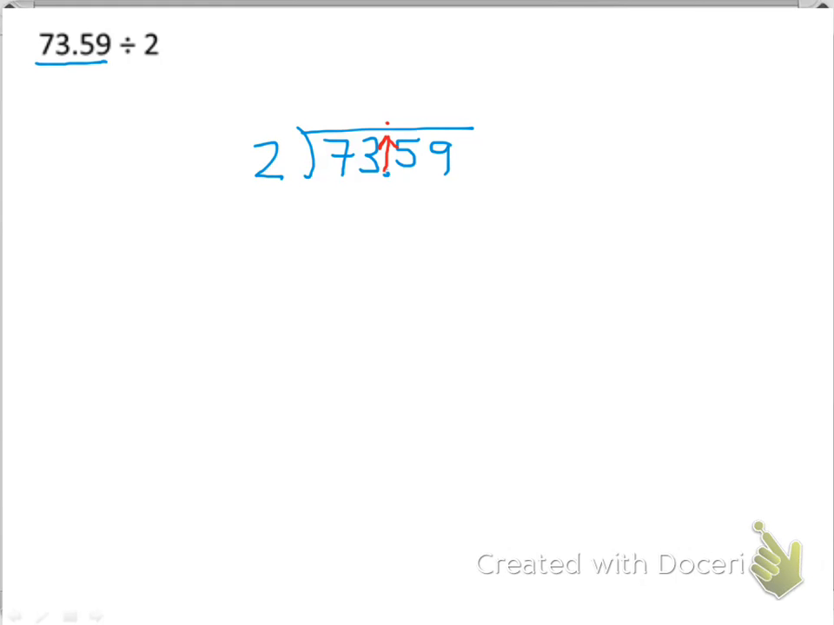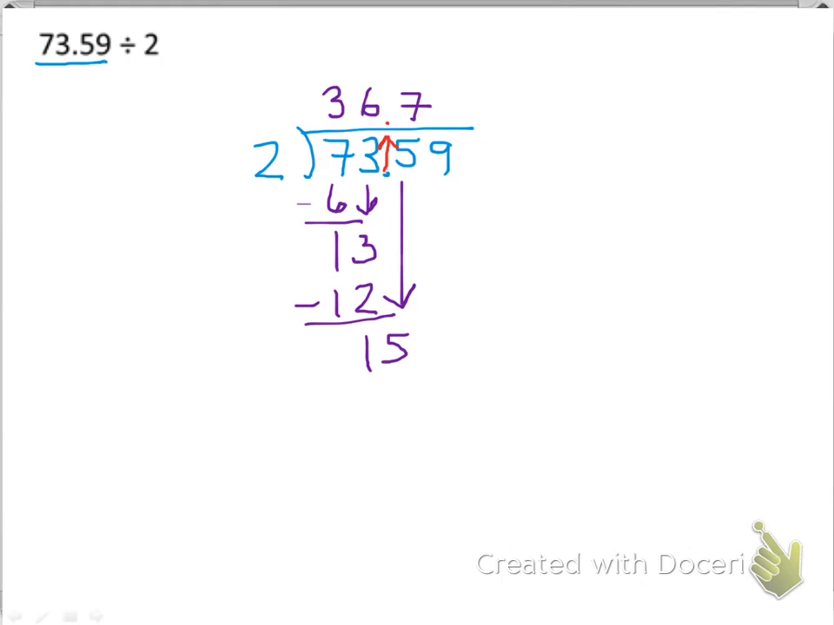Alright, now let's do our division problem. How many times can 2 go into 7? Well, 2 goes into 7 3 times, and 3 times 2 gives me 6. 7 minus 6 is 1. Now let's bring down that 3. How many times does 2 go into 13? 6 times, and 6 times 2 is 12. 13 minus 12 gives me 1. Let's bring down that 5. How many times can 2 go into 15? 7 times, and 7 times 2 is 14. 5 minus 4 is 1, and we bring down this 9.